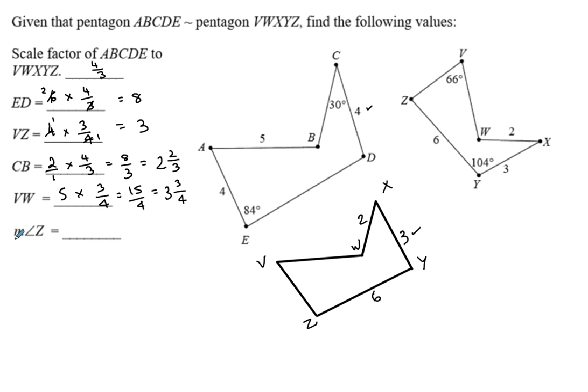Okay, and then they're asking you to find angle Z, and you can tell because they're similar, that does nothing to the size of the angles, so that is still 84. And of course that one will be 30. So you can see the angles stay exactly the same. All right, nice 5-6 marks there.